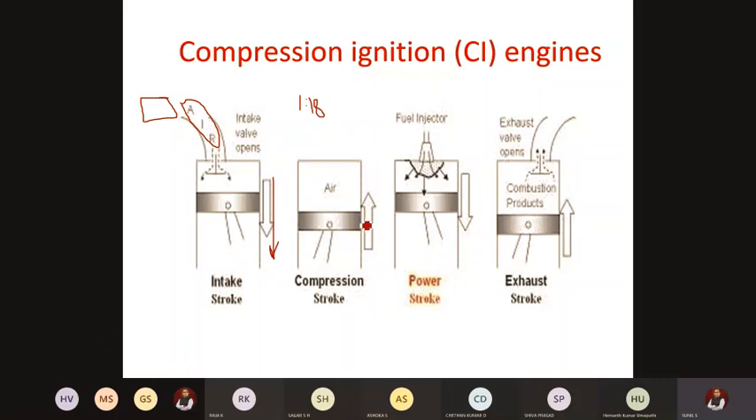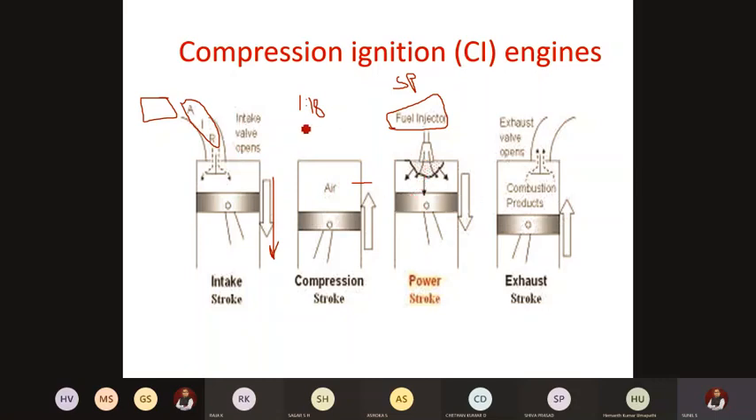Okay, so when the piston reaches almost the top dead center, there will be a fuel injector. Here there will be no question of any spark plug. Instead of a spark plug, there will be a fuel injector. The fuel injector will spray the fuel in the form of a mist. Small droplets will be formed and sprayed into the compressed air.